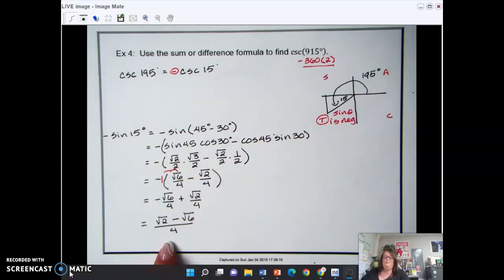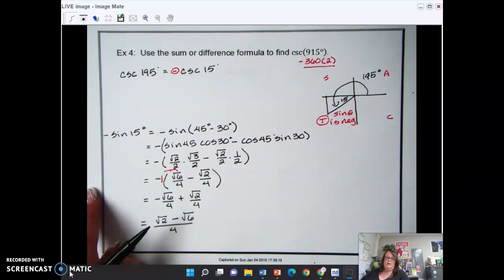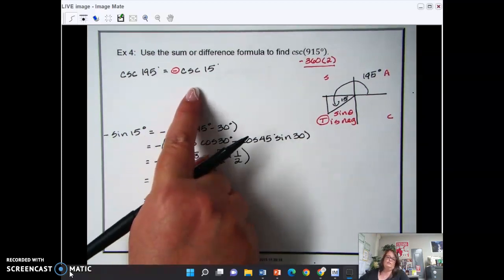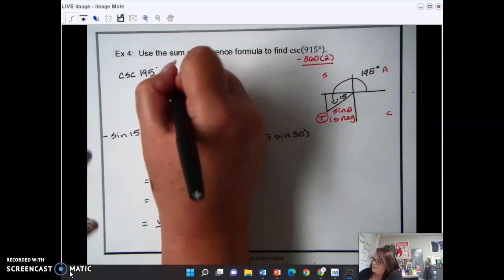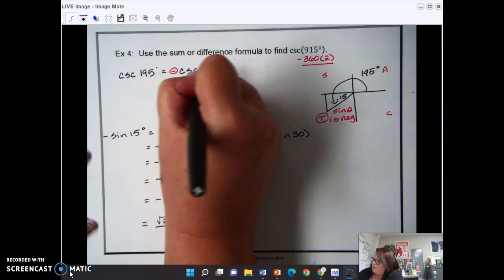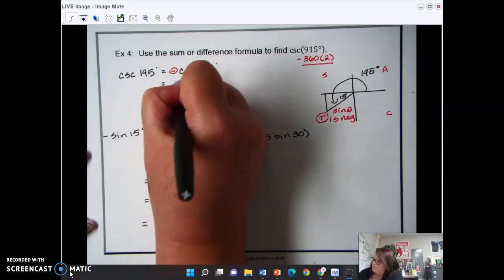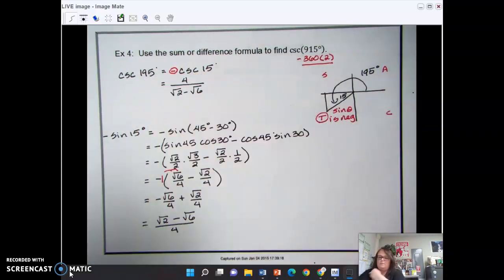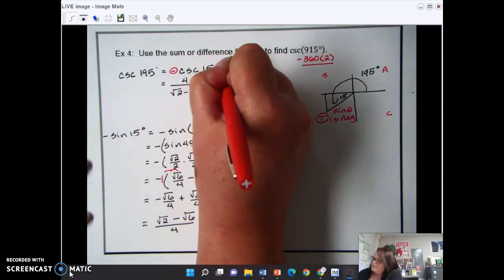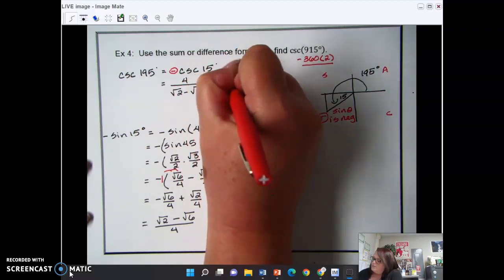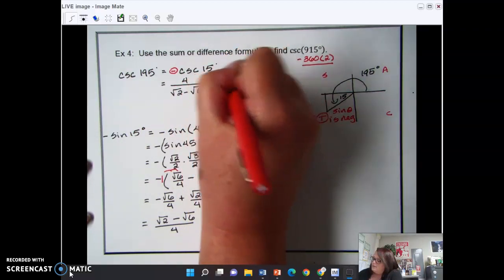Okay, so that's beautiful if my question said, what is the negative sine of 15 degrees? But the question said, what is negative cosecant of 15 degrees? So that means this is going to be the reciprocal, which is 4 over the square root of 2 minus root 6. And I'm not sure if I gave myself enough room here, so it might have to kind of split up, but that's okay. So got to rationalize that denominator. So I keep my numbers the same and I change the sign in the middle.